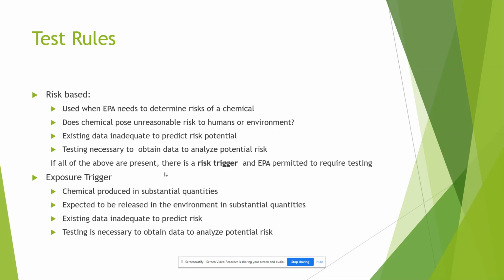Okay, the other one is exposure-based testing, or an exposure-based trigger. So if a chemical is produced in substantial quantities and it's expected to be released into the environment in substantial quantities, and the data out there is insufficient to predict what risk would happen, then testing would be necessary to obtain the data to analyze the potential risk. So testing rules can be implemented on the basis of risk or on the basis of exposure or potential exposure.